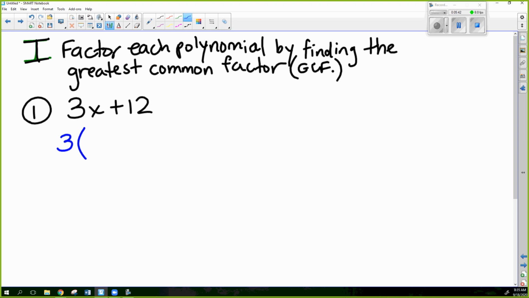1, but there's still an x. So I don't have to write the 1 if there's something else to go with it, but if you want to write 1x, you can. And then what's 12 divided by 3? 4. Okay? And so that has been factored. Y'all remember this? Do other people remember this? Okay. All right, number 2.